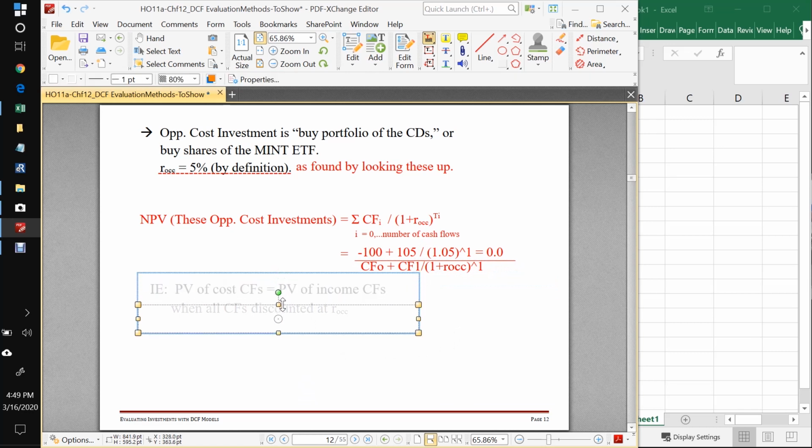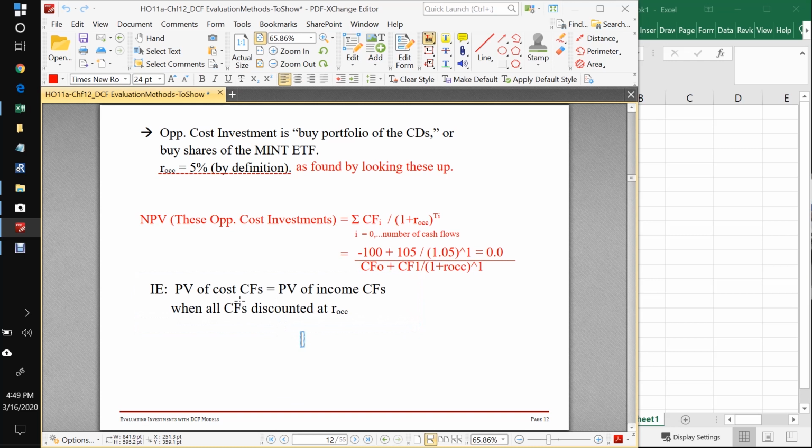So how can we think about this qualitatively? In this case, what we've seen up here with the algebra done for us and plugging in the numbers is that the present value of the cost of the cash flows, that would be our minus 100, that would be to buy the portfolio of CDs right now at 100, is equal to the present value of our income cash flows, the cash flows where we get money back. So here's our income cash flow, and here's our discounting of that. And what we find is this one is equal to, in magnitude, this one. So we add them up algebraically and we get 0.